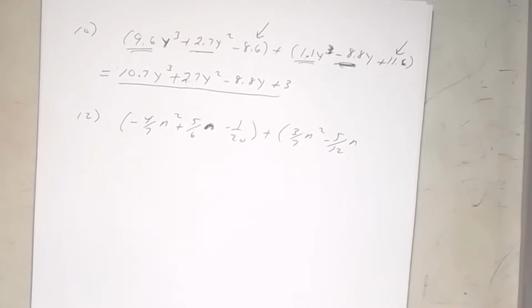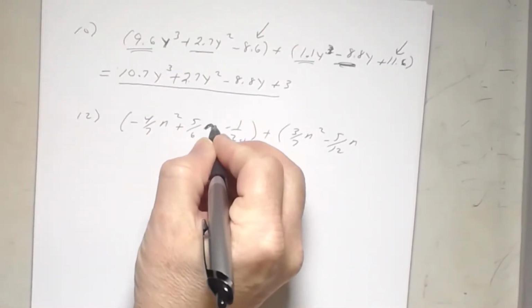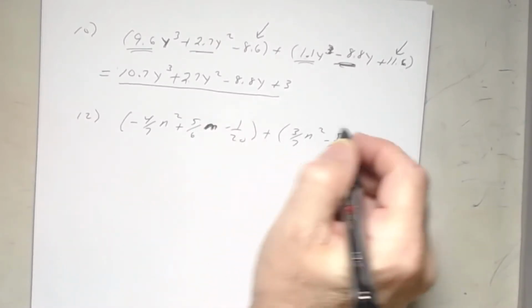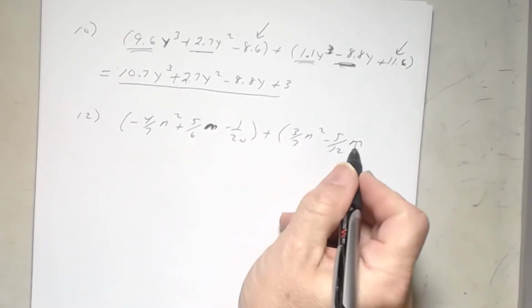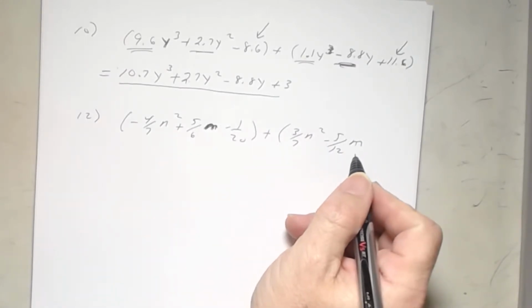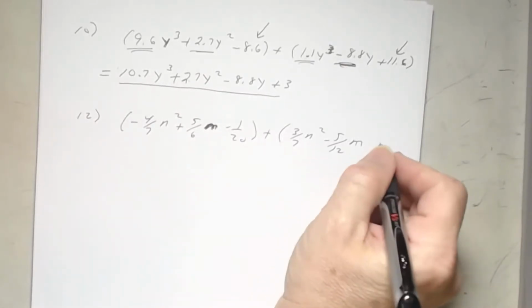Oh, I'm sorry. Okay, hold on. Yeah, there's an n and an m in it. I'm sorry. So this right here is an m, but that is an n, m. This is an m as well. So n, m, and minus 3/10.